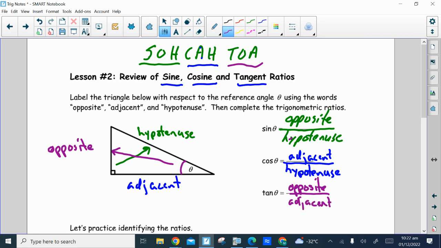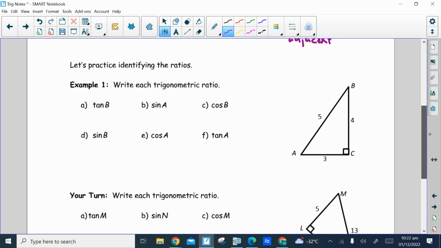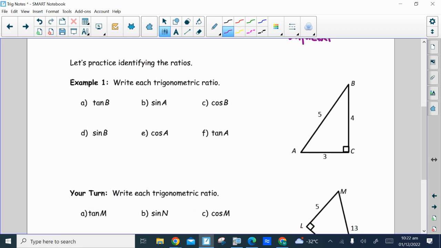So let's just do a bit more practice with using these ratios. So you've got a triangle there, a 3, 4, 5 triangle. And you're asked to write each trig ratio. So when we write these trig ratios, it's never from the 90-degree angle. It's always from one of the other two angles that are less than 90, which in this case would be angle A and angle B. So that's why we have the sine, cos, and tan of angle A, and we also have the sine, cos, and tan of angle B. We'll do each one separately, starting with angle A.